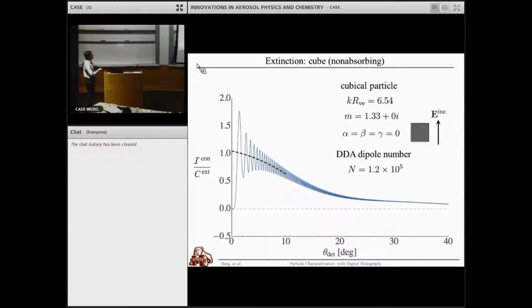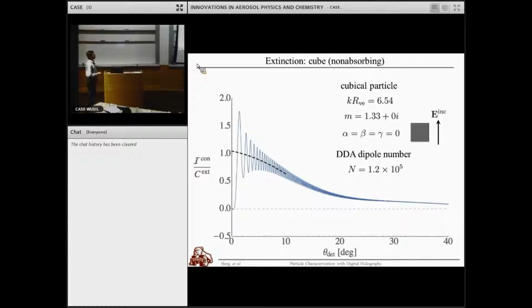Anyways, and so we do this calculation. We integrate the contrast hologram again, and we see the same result. We get a highly oscillatory curve, but the average of the curve hits 1 on the vertical axis. So the average of the curve, even for the cube, gives us the extinction cross-section.